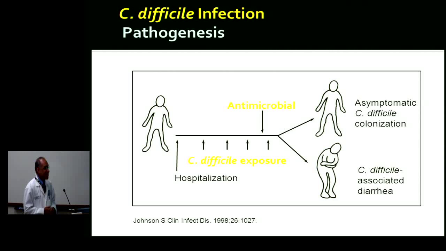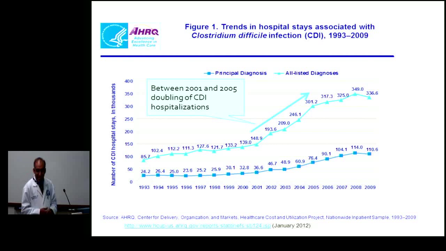If you look at the burden of disease, and this is data from the National Inpatient Sample, or HCUP data, you can see that something happened between 2001 and 2005 where we saw a sudden doubling of hospitalizations related to C. diff. So they looked at the discharge data, and if it stated C. diff as a primary or a secondary diagnosis, you can see it here. So you see a doubling of the rates. They have now leveled off, and we are hopeful that they are starting to trend down.